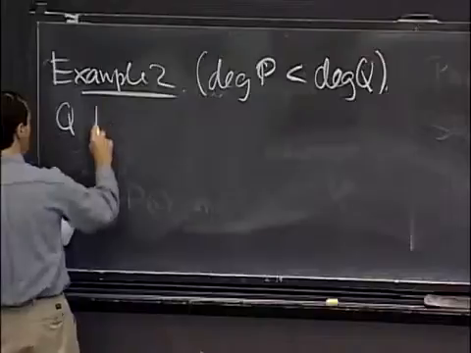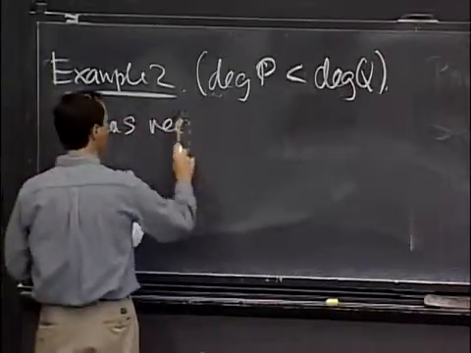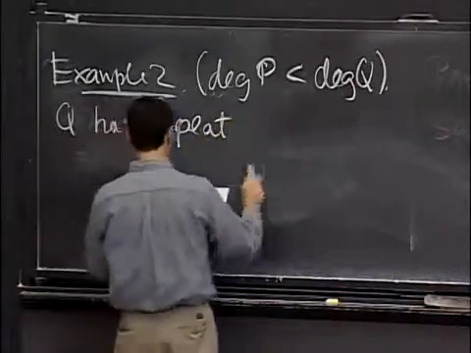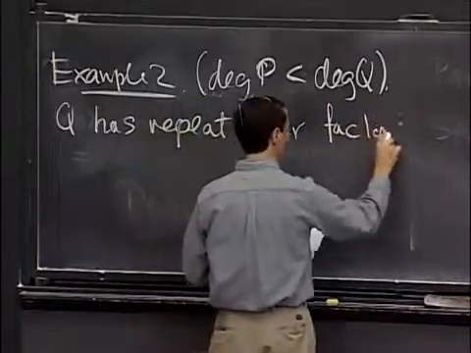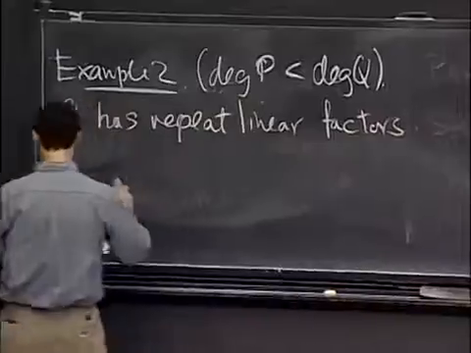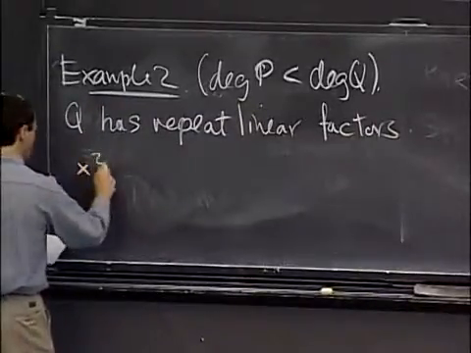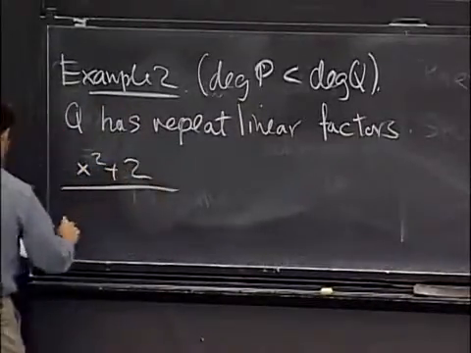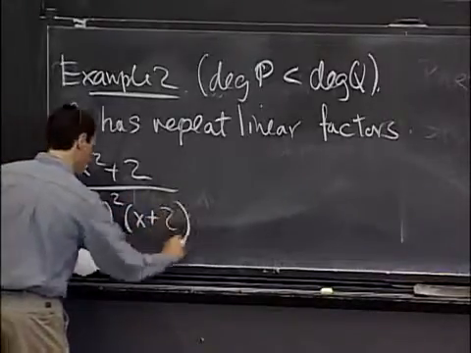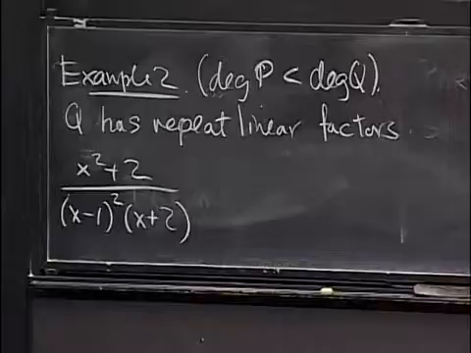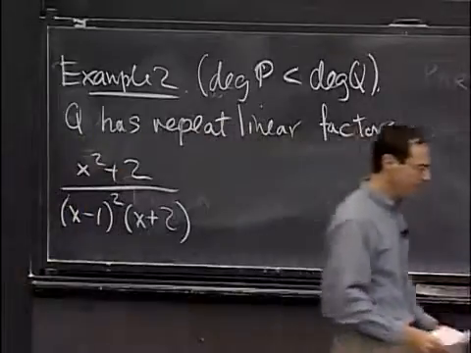And Q has now repeated linear factors. So let's see which example I wanted to show you. So let's just give this here. I'll just repeat the denominator with an extra factor like this.